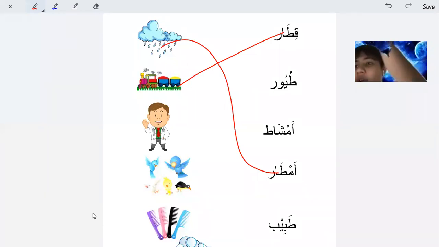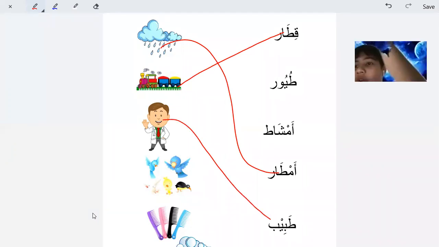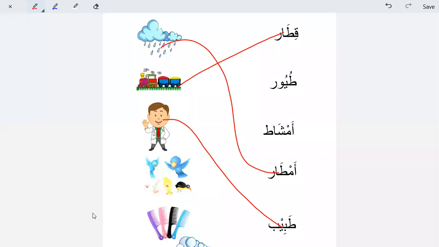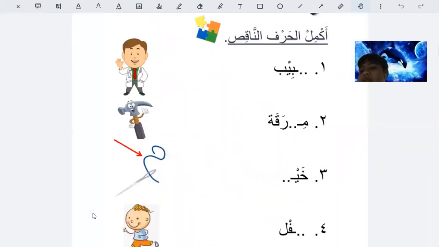Then the doctor is Tabib. Then the birds is Tuyur. Then the last one, the comb, is Amshat. Amshat.